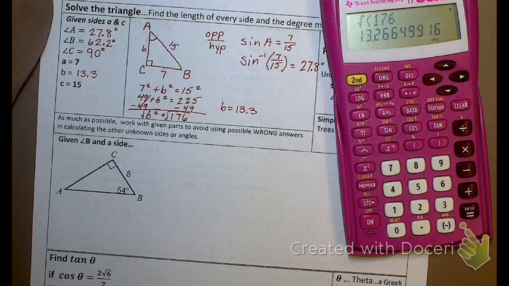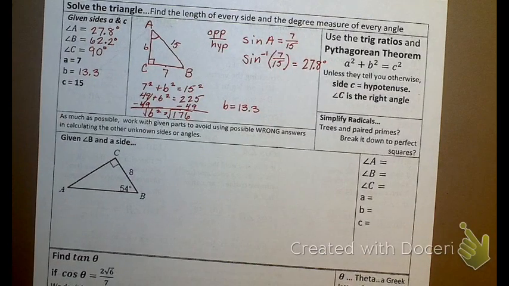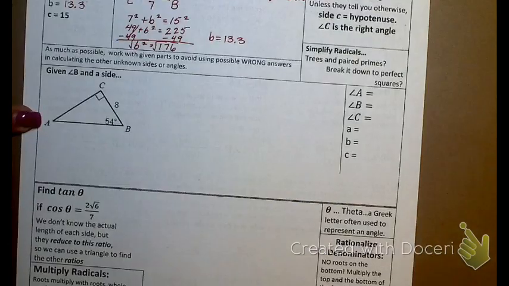Why did I only take the positive square root? Because there can't be a negative length. Because I'm talking about the length of a side of a triangle. I can't have the side of a triangle that's a negative length. That just doesn't make sense. Length always has to be positive. So we disregard the negative side on that one. Okay?